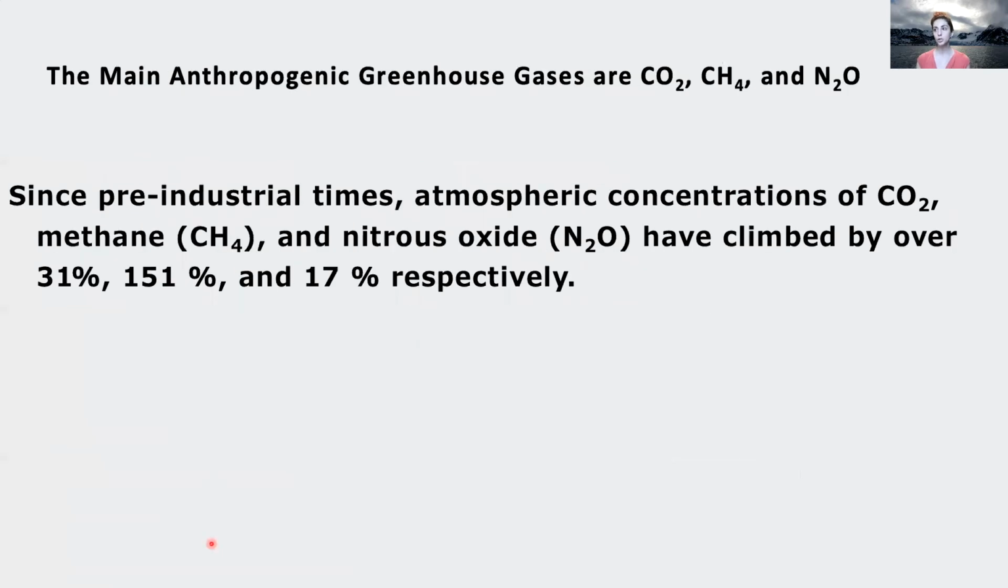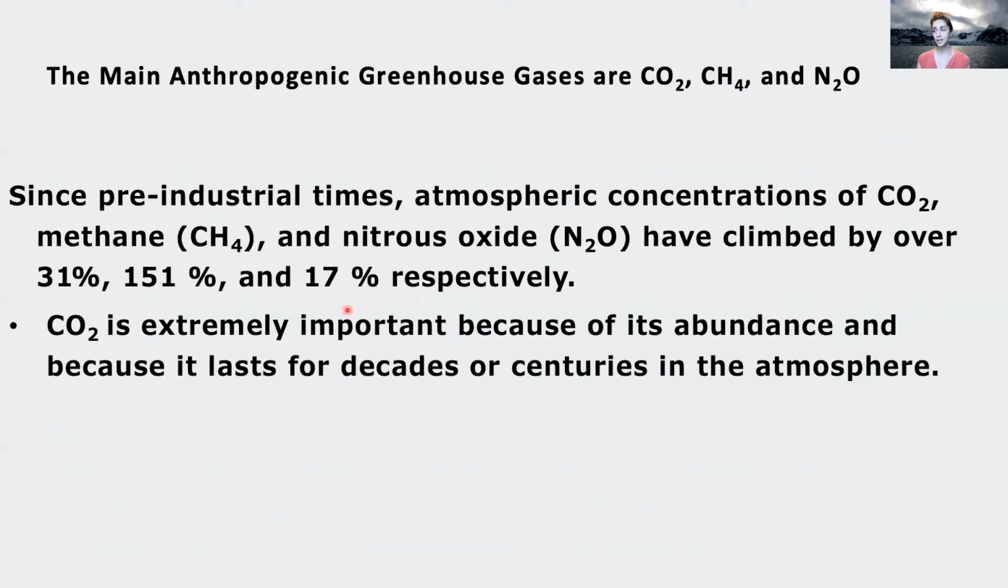So, the main anthropogenic greenhouse gases are CO2, methane, and nitrous oxide. And fossil fuel use is responsible for 80% of CO2 emissions. And this has been increasing since pre-industrial times. We've seen an increase in CO2 by 31%, an increase in methane by 151%, and an increase in nitrous oxide of 17%.